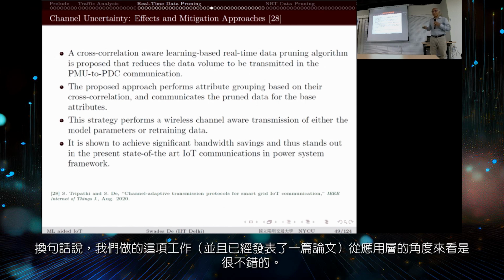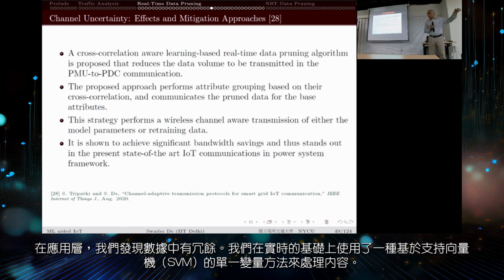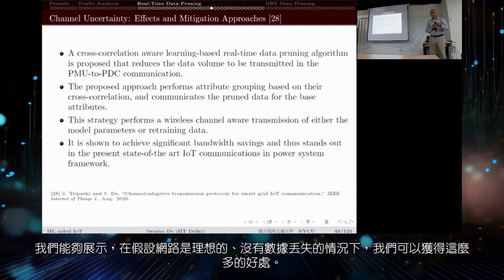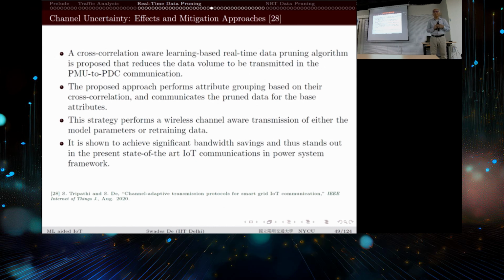Okay, so in other words, the work that we have done, and we have published a transaction paper on that, this work is good from the application layer perspective. At the application layer, we figured out that the data has tremendous redundancy. We are working on a real-time basis, we propose a support vector machine-based approach, single variant, and we are able to show that we have this much of benefit, considering that the subsequent network is ideal, there is no loss of data actually.